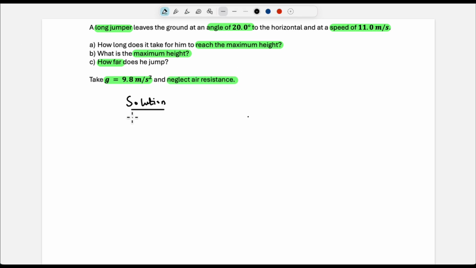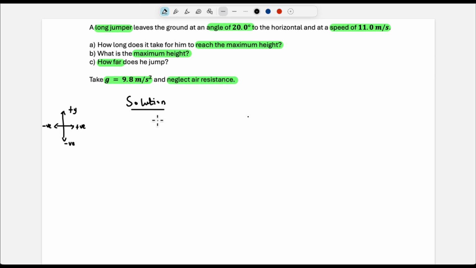To solve this problem, we need to first identify that this is a two-dimensional motion problem and it involves a long jumper jumping off the ground at an angle of 20.0 degrees to the horizontal with initial speed of 11.0 meters per second. So the first thing we need to do is to identify our coordinate system. In this case, I'm going to use the convention where any vector quantity upwards is positive and downwards is negative, and also to the right is positive and to the left is negative.